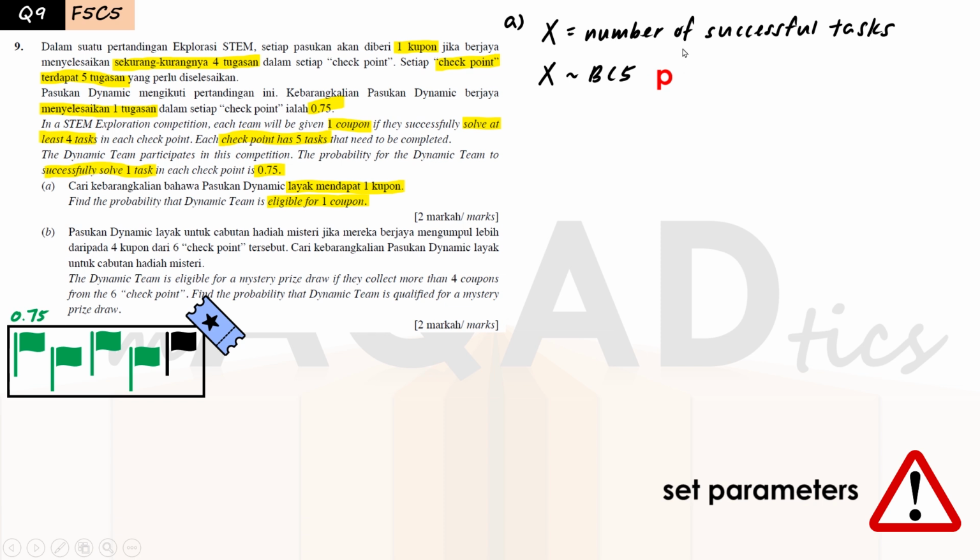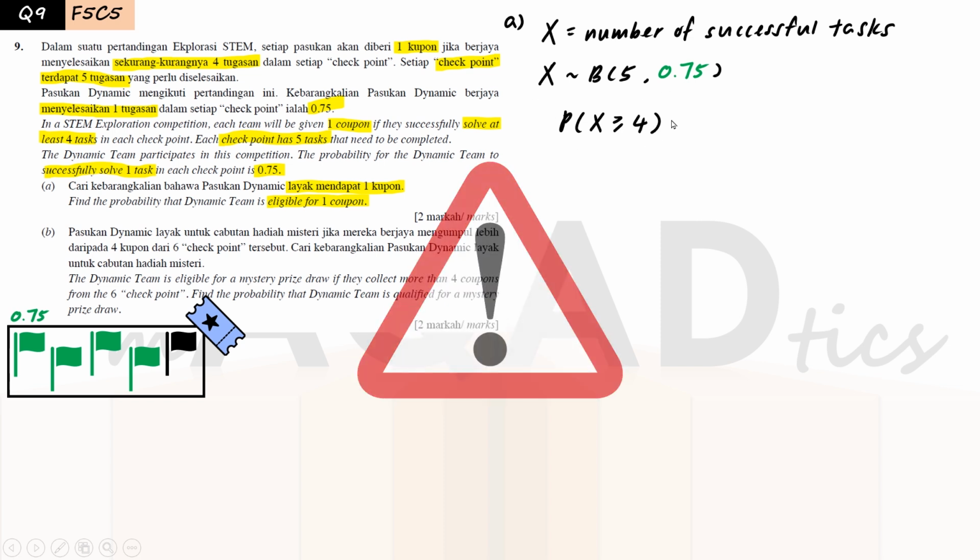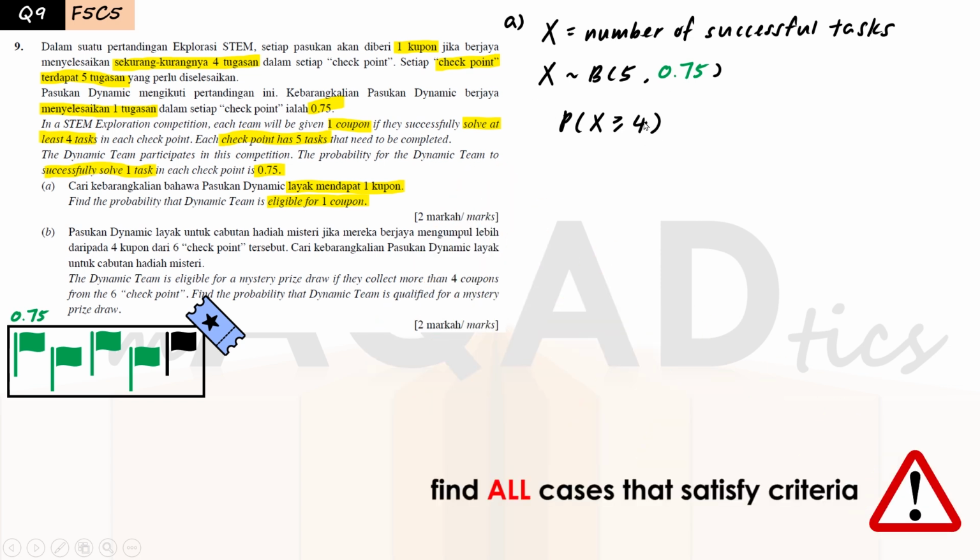And the probability of success would be the probability that we get a successful task, which is 0.75. So now with these 2 parameters, we can find the probability that the team is eligible for one coupon. If you look back here, the criteria is at least 4 tasks. So our probability would be where x is greater than or equal to 4. Then we look at the cases that satisfy this criteria. There are actually 2.